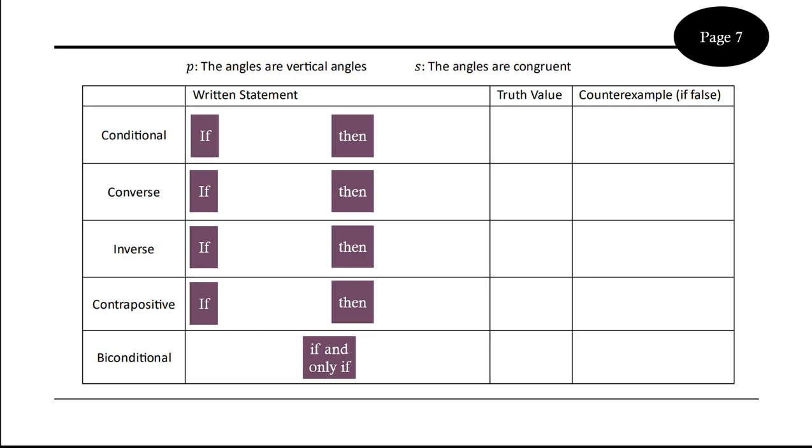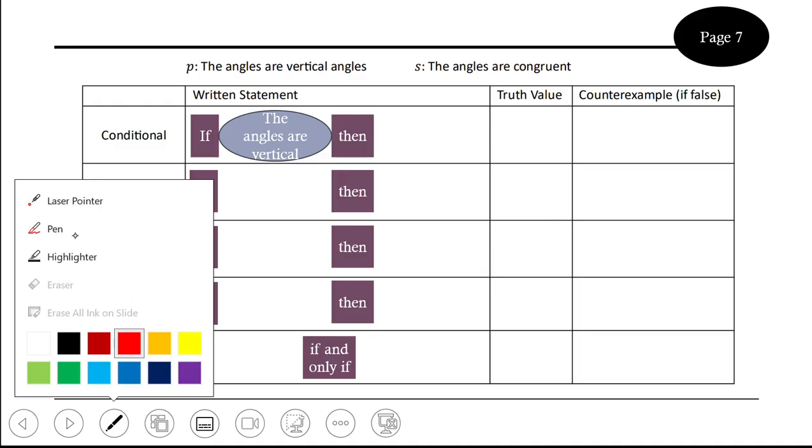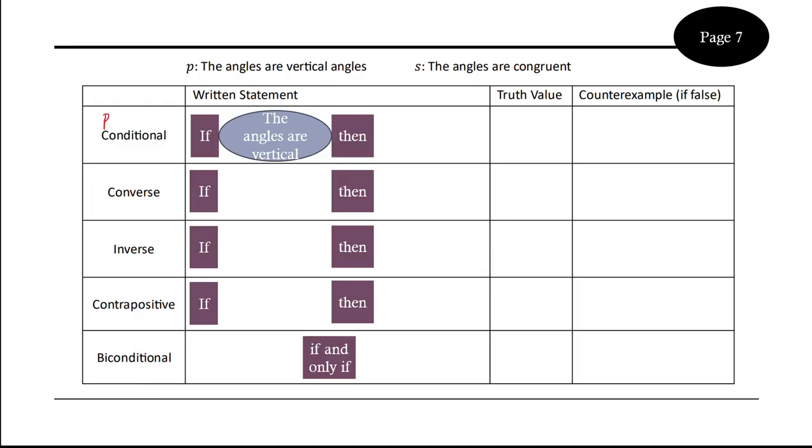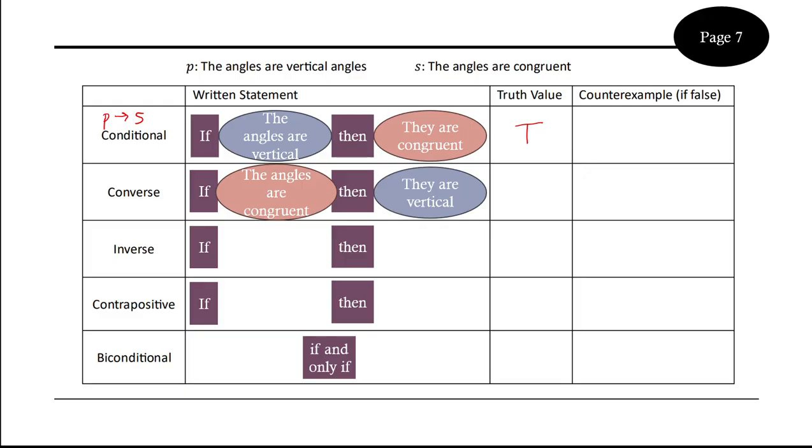that the conditional goes P, then Q in this case. So if I were going to write that, I would write, the angles are vertical. If the angles are vertical, then they are congruent. The truth value for that is true. Vertical angles are congruent. The converse is if we flip them around. If the angles are congruent, then they are vertical.